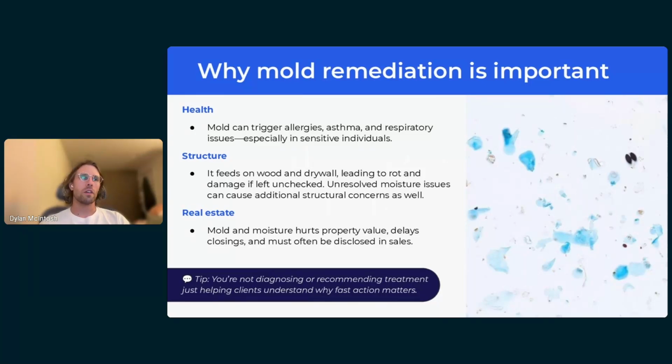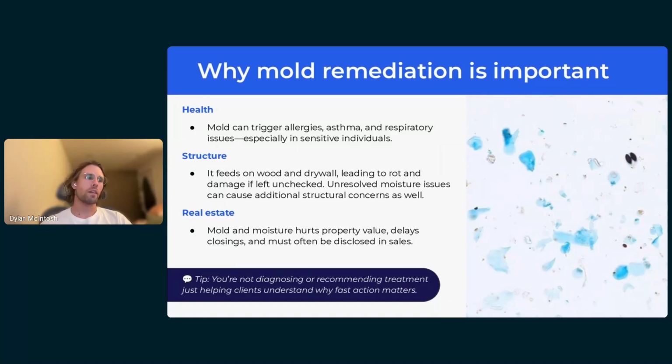Mold requires moisture to grow. So underneath any mold problem is a moisture problem. And most building materials, a key problem is too much moisture can cause those materials to fail. The mold or fungal growth itself can feed on the materials like wood and drywall, causing rot and structural damage. So can the unresolved moisture issues. And then also there's an effect on real estate values. Mold and moisture will hurt a property's value.